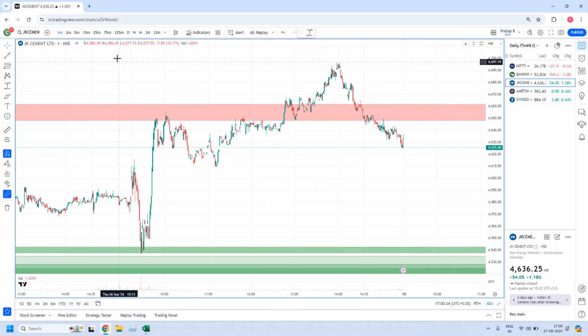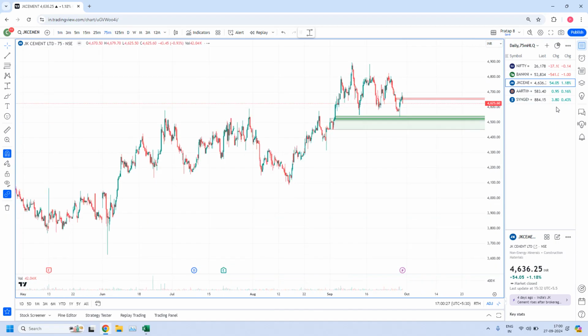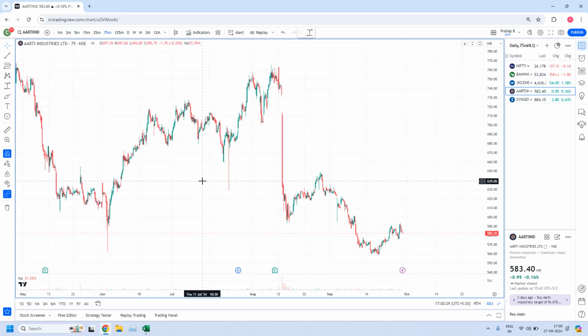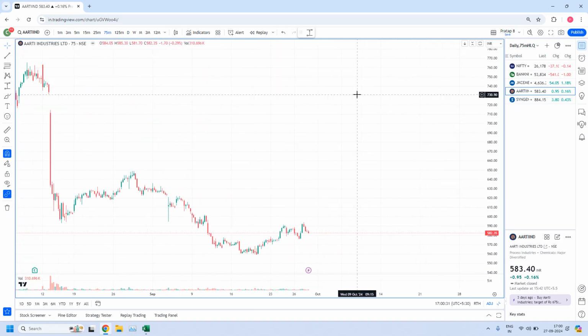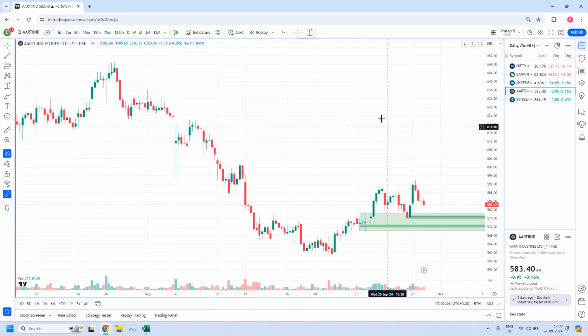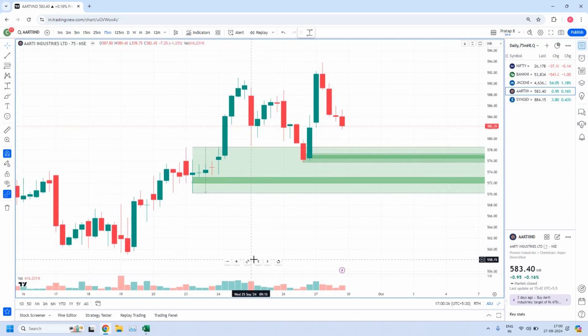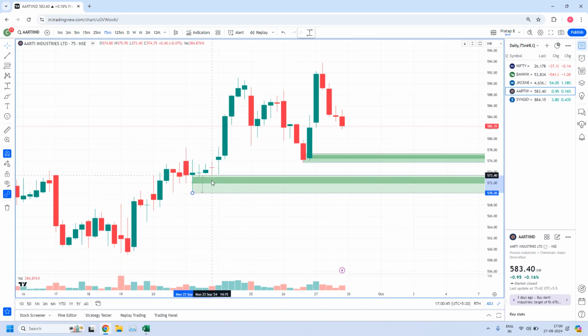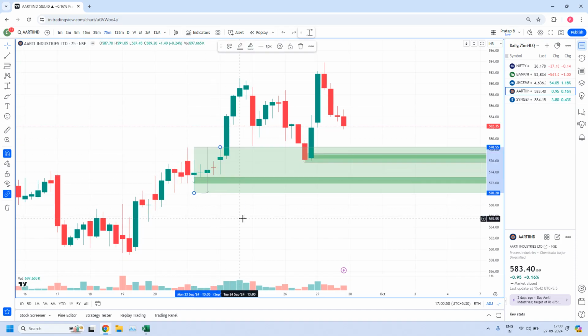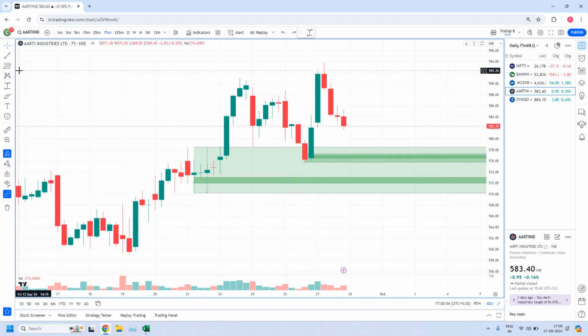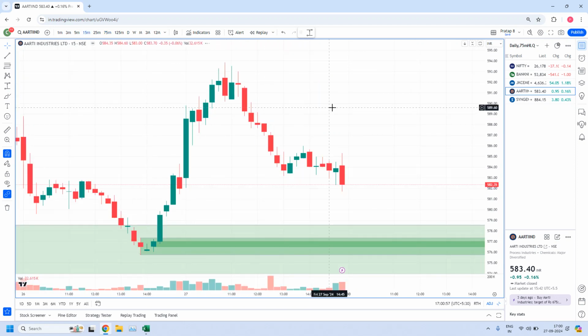And the last one is again a 75 minutes demand zone. This is RT Industries, 75 minutes high liquidity demand zone. This is the drop candle, 1, 2, 3, 4, 5 base candles and a rally candle. This is what our software identified. See, 1, 2, 3, 4, 5 base candles and then rally. And this we fine-tuned with the 15 minutes time frame.